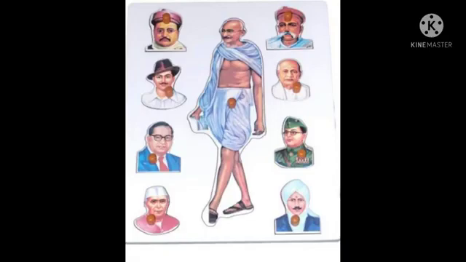Let us see some more examples. See the picture. Here, the collection of national leaders is there. In this picture, only national leaders will be there. If I ask for the famous leaders, then those members may or may not be in that group. So, it is not a well defined collection.